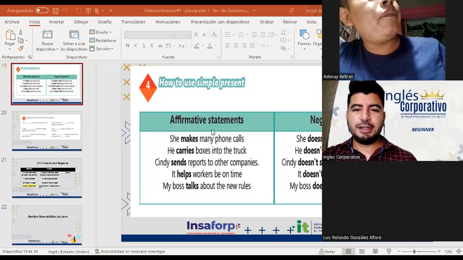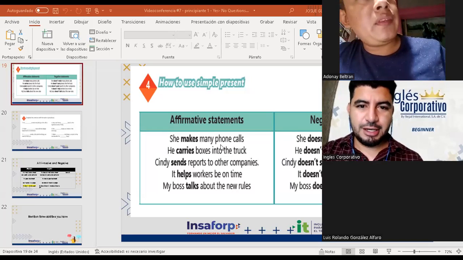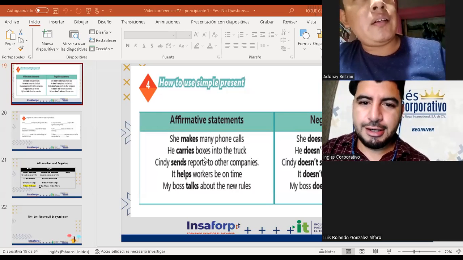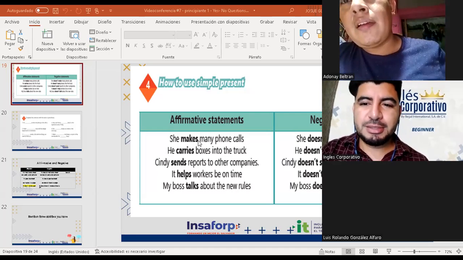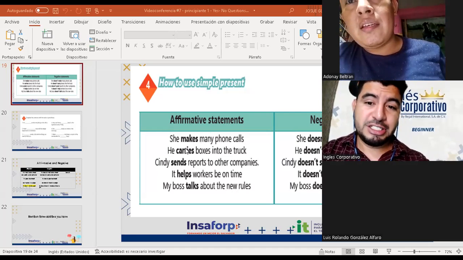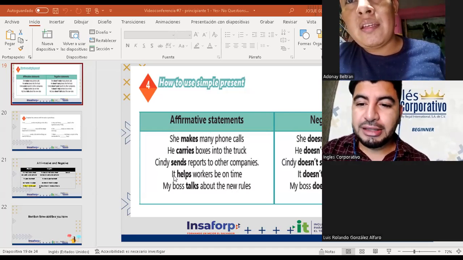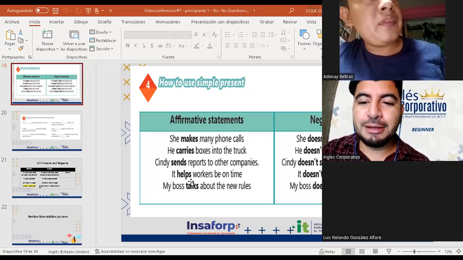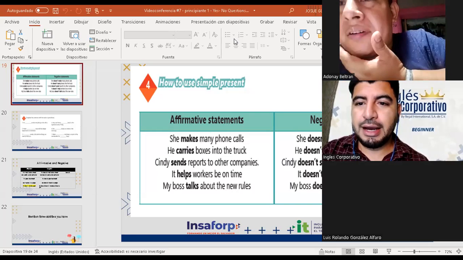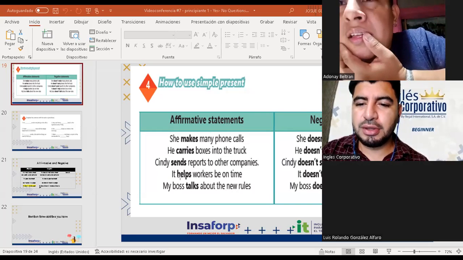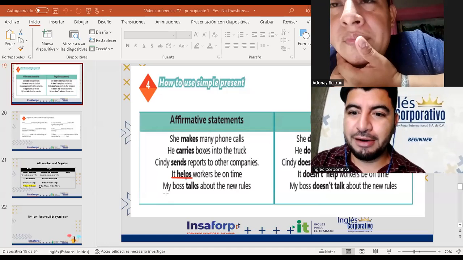Aquí tenemos esta parte de las terceras personas, ¿ok? Del does y el doesn't. Entonces, si te das cuenta, tenemos acá: she makes many phone calls. No tenemos problemas con she o con he, ¿verdad? Pero aquí tenemos esto, mira: it helps workers. Eso ayuda. Y aquí tenemos uno bien importante, mira.